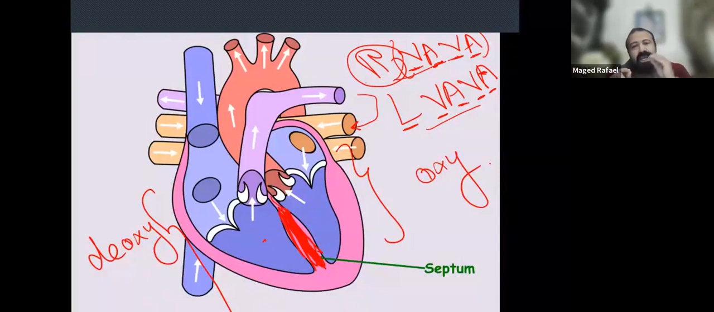You need to add the idea of the valves, you need to add the idea of pumping action, but at least you will remember the sequence. R Vava.